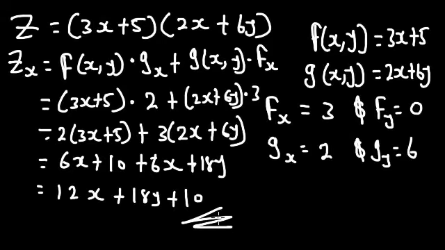So that's how you can easily differentiate a multivariate function partially with respect to a particular independent variable when the multivariate function consists of the product of two other multivariate functions.